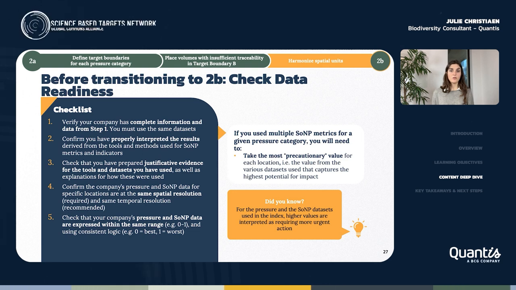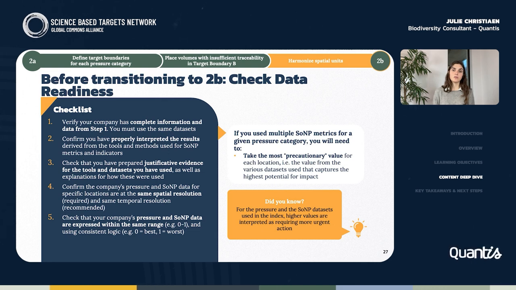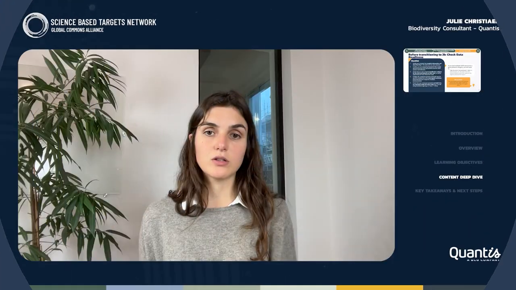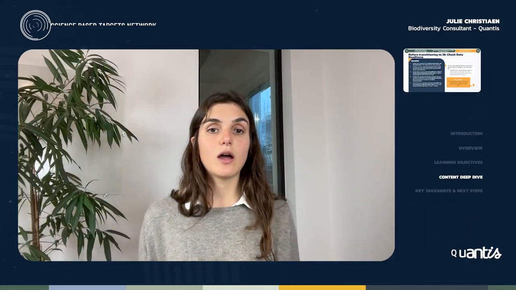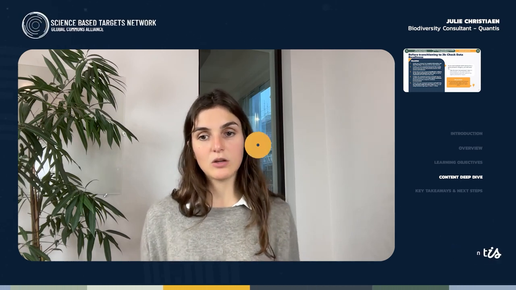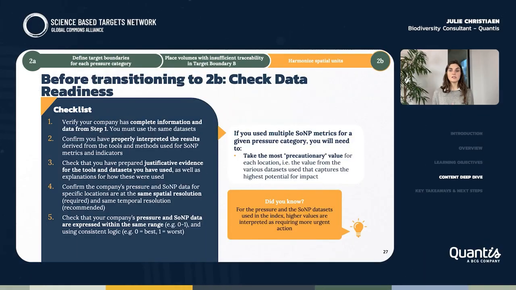Second, you need to confirm that you have properly interpreted the results derived from the tools and methods used for the state of nature pressure metrics and indicators. As a reminder, higher values should always be interpreted as requiring more urgent actions. So a higher pressure is interpreted as indicating more potential damage from an economic activity, and a higher state of nature value is interpreted as a greater damage already felt by the ecosystem.